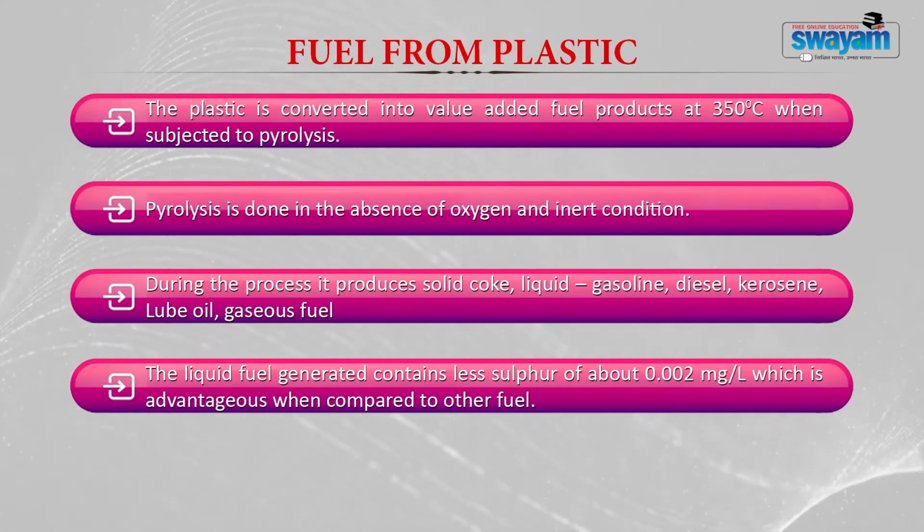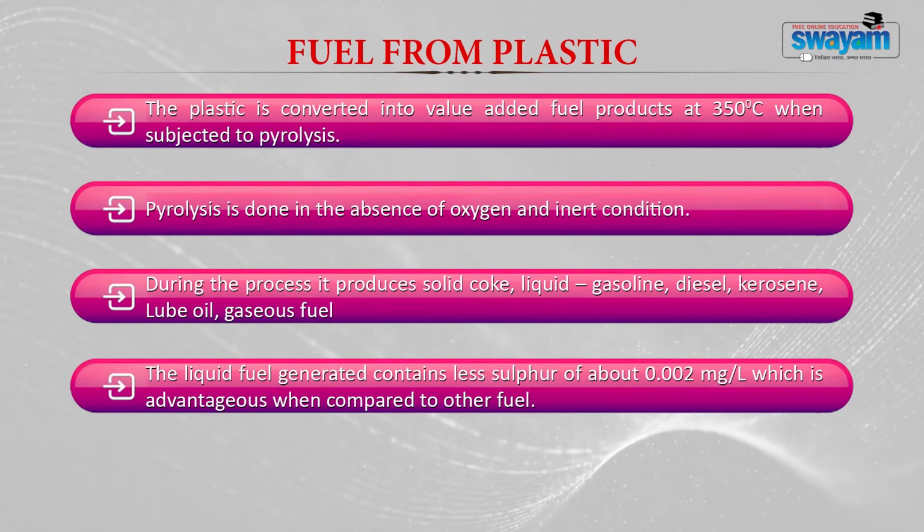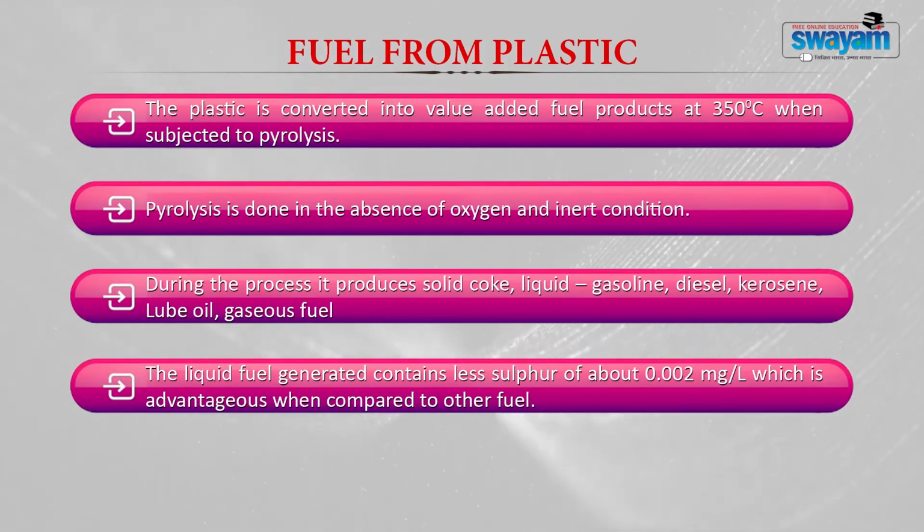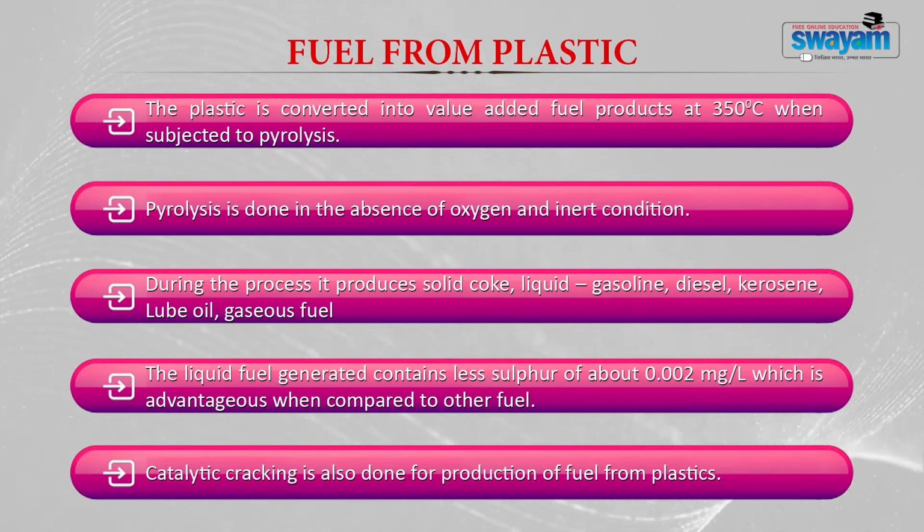The advantage of the liquid fuel generated by pyrolyzing plastic is that it contains very little sulfur, around 0.002 milligram per liter, which is more advantageous compared to other fuels, because diesel contains more sulfur. You all know when there is more sulfur, during combustion sulfur dioxide gases will be released, causing air pollution. Also, for cracking the plastic polymers, you need a certain catalyst. Catalytic cracking is also done for the production of fuel from plastics.